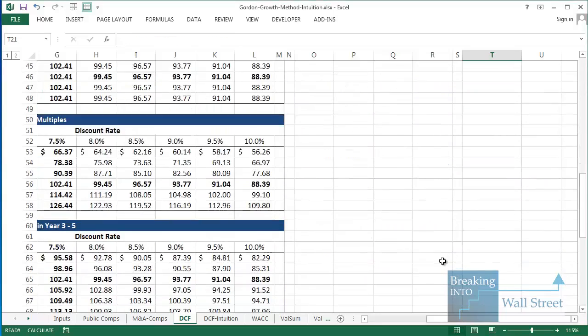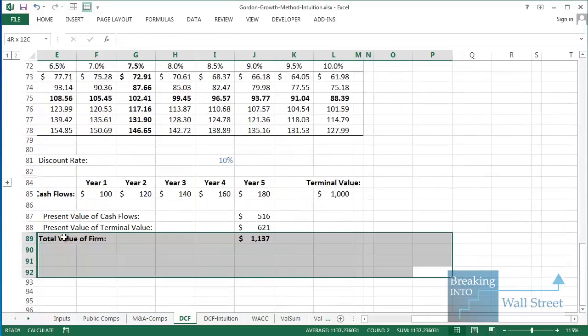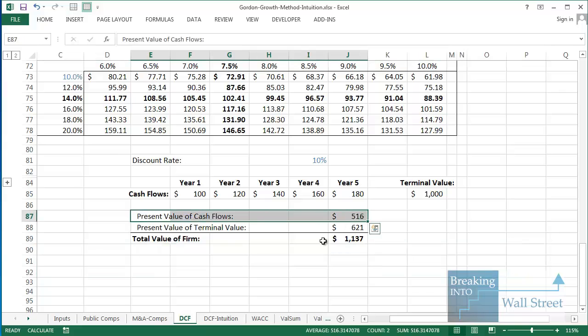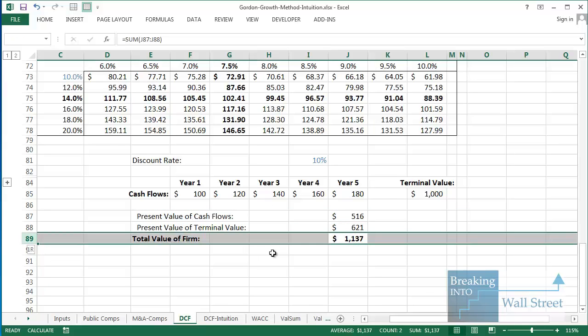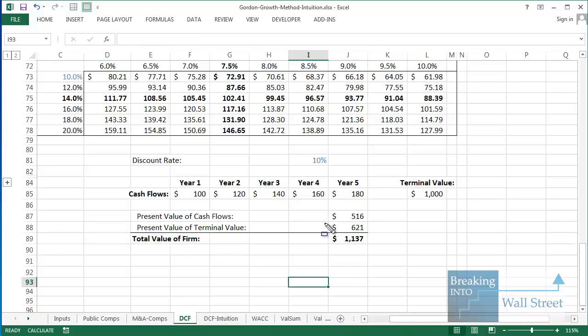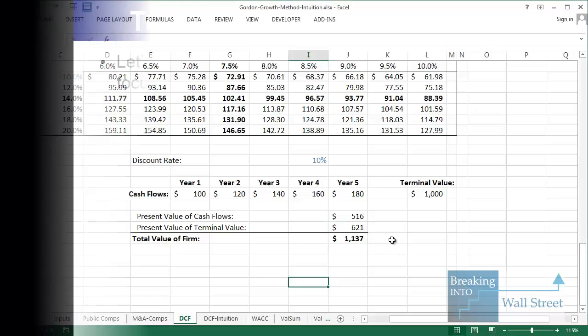And again, the whole idea with the DCF is, of course, to take the present value of a company's cash flows and then the present value of the terminal value, add those two up to get the total value of the firm. So we're focused here strictly on the Gordon growth method used to calculate the terminal value, which you discount to get the present value of for use in this formula, in this analysis.